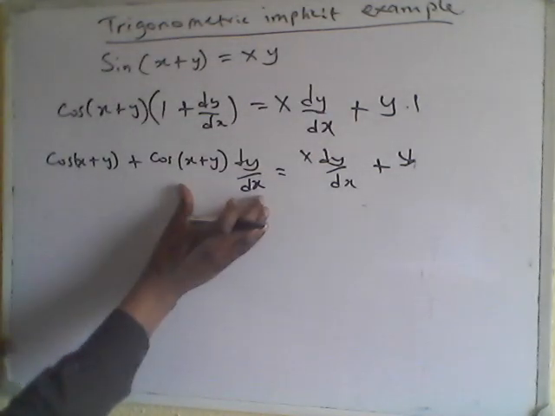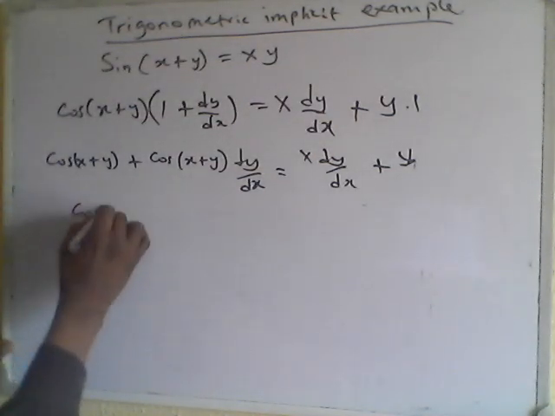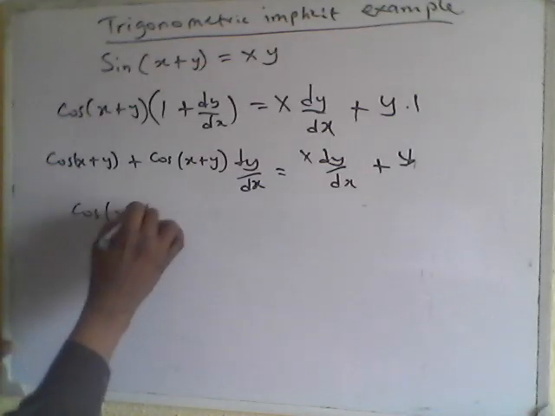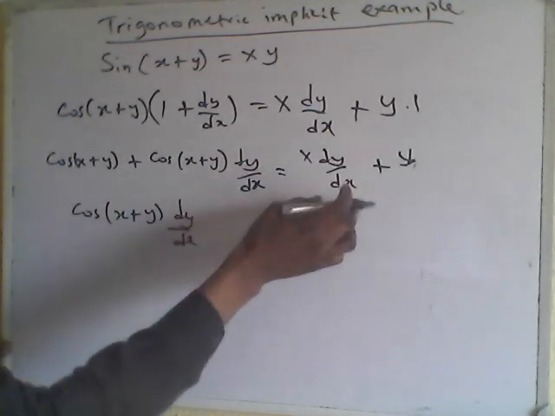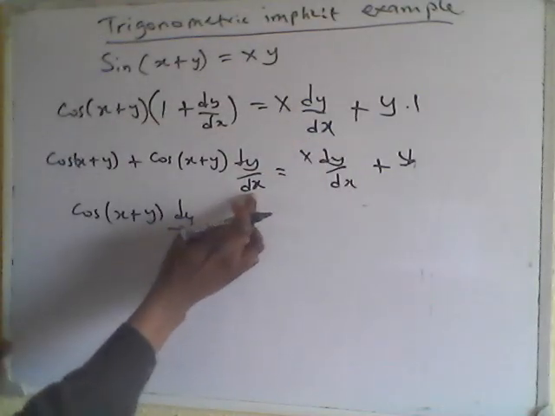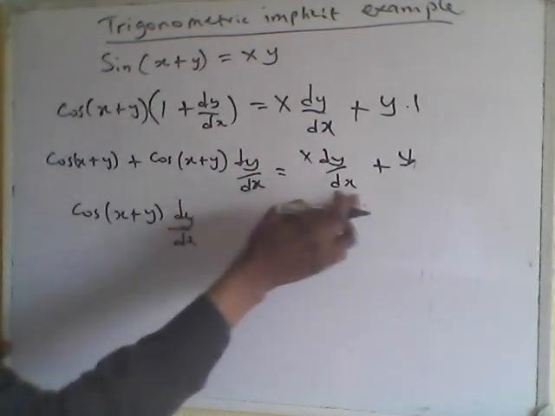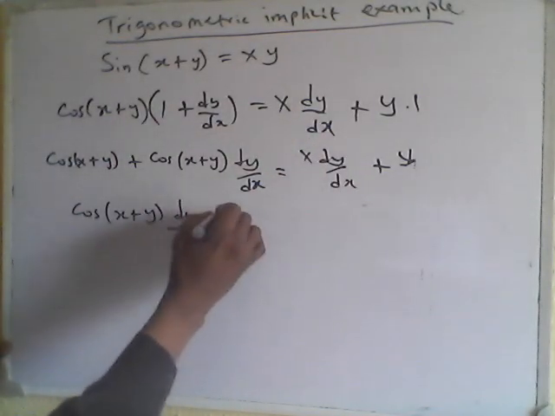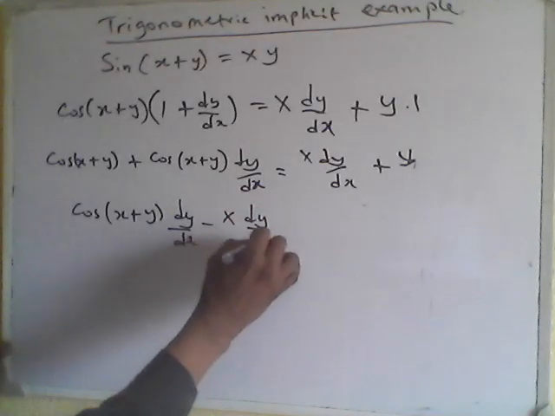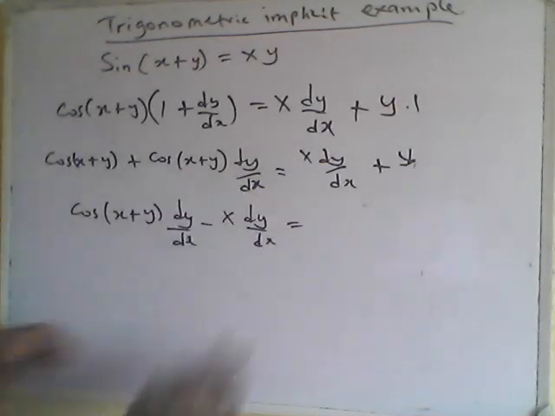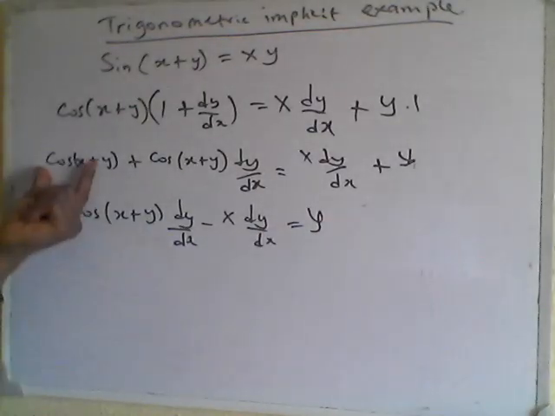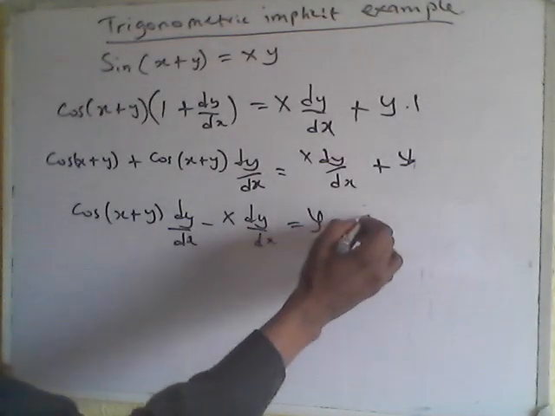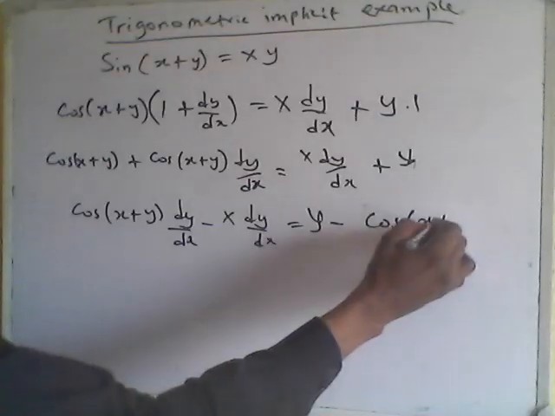So this one, I'll write it out as cos, open bracket, x plus y, then close it, then dy dx. That's this term. Then I'll take this one to go and join it. Why? Because this one and this one have the same term, dy dx. So minus x dy dx. Then I put my equal sign. Then I will now write this one down that is remaining here, which is y. Then I'll take this one to go and join it there. So we minus cos x plus y.